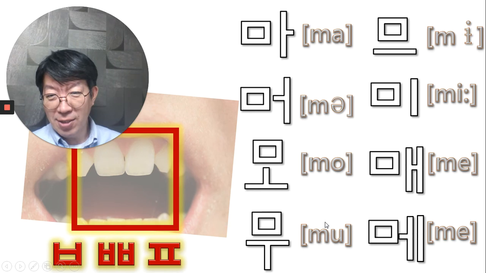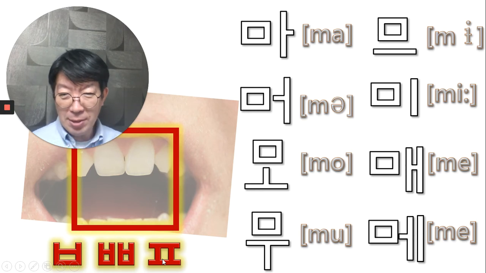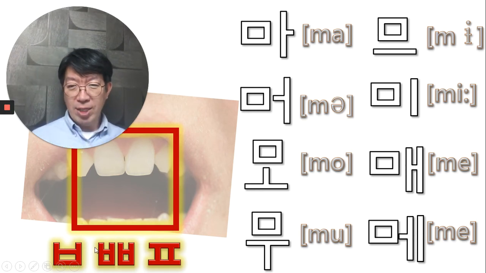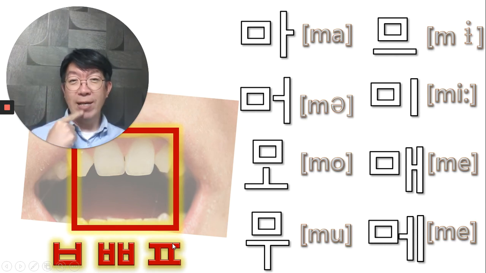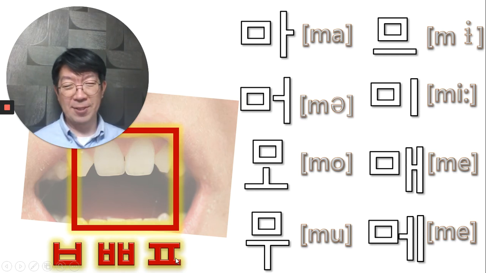And when you see this consonant, it also has a square, okay? That means when we pronounce these letters, we also use the same part. Same part means we use our lips. Ma, ba, pa. We use our lips.